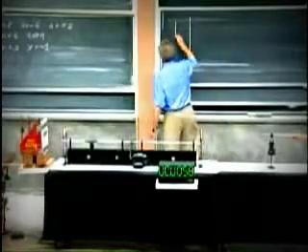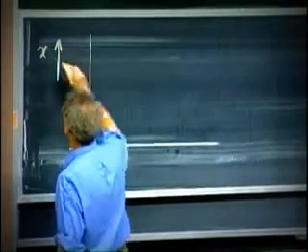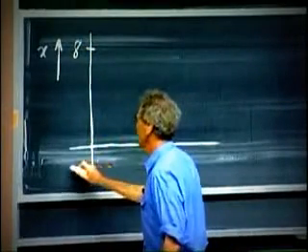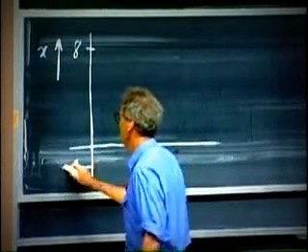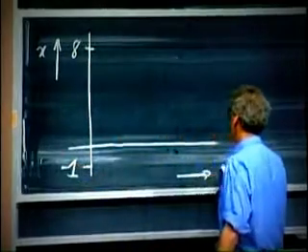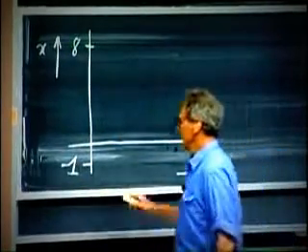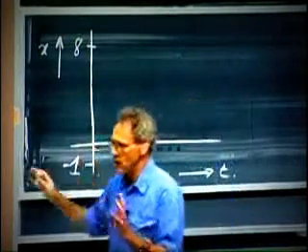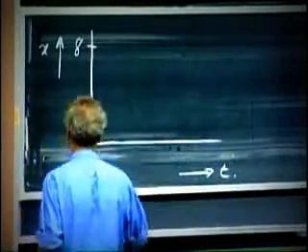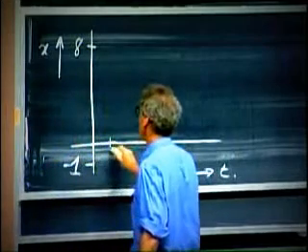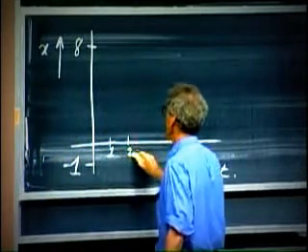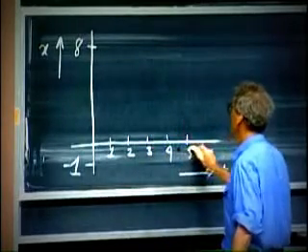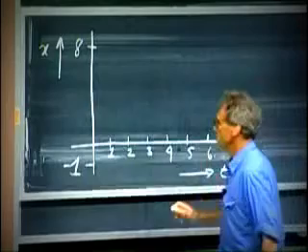Let this be increasing value of x. Let this be 8, and let this be -1. This is the time axis. I have a 0 here, and I want to cover, let's say, about 6 seconds. So I have 1, 2, 3, 4, 5, 6.